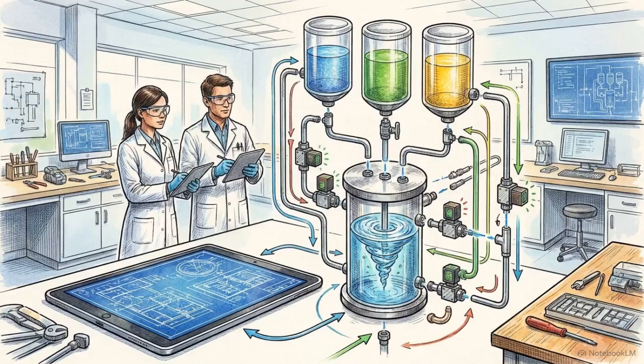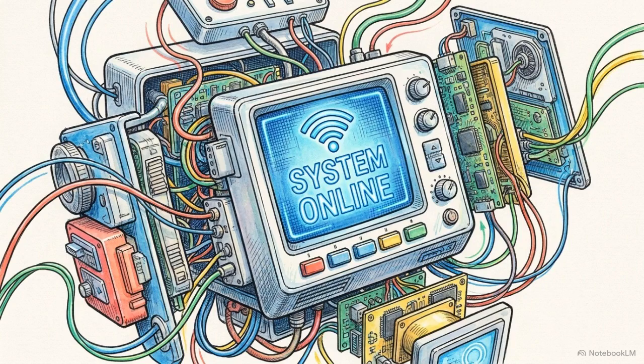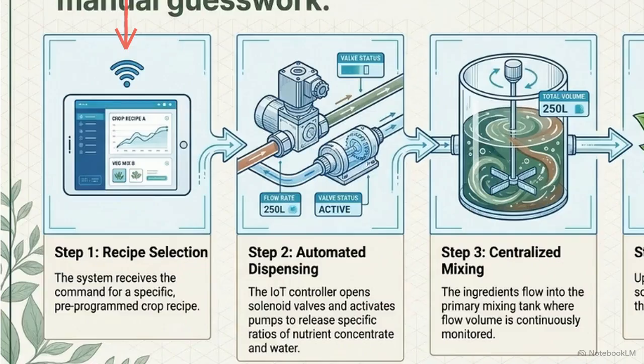To sever this chain of human error, researchers at University Technology Mara developed the IoT-NMD, an automated internet-connected fertilizer mixing and dispensing system designed specifically for shared agriculture. Looking at the smart dispensing sequence, the process begins digitally. An IoT microcontroller receives a command for a specific pre-programmed crop recipe, completely bypassing any need for human estimation.